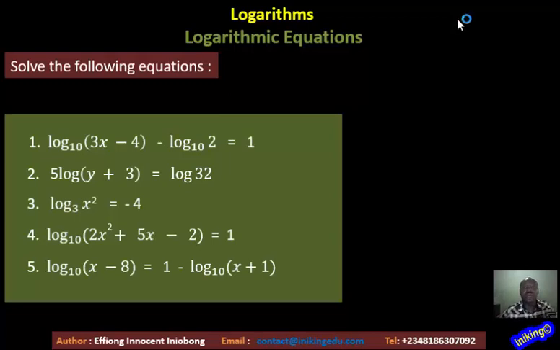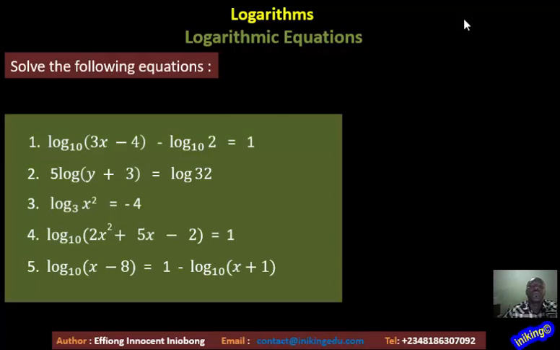We're looking at solving logarithmic equations. In the past clips, we have been looking at the different laws of logarithms. We have used the laws of logarithms to simplify different logarithmic expressions. Now we are going to look at equations that involve logarithms. To do this, on our screen we have 5 questions where we have to solve for the various unknowns, question 1 to question 5.